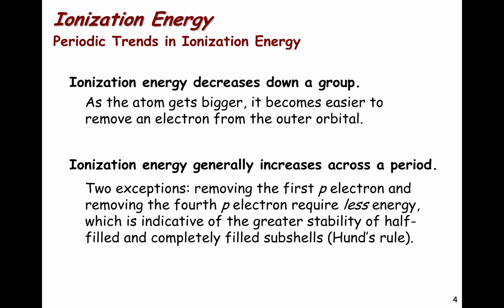The first exception is going from the s to p, from beryllium to boron, and then the second is when you have the spin pairing effect and the half-filled shell if you follow Hund's rules for the orbital diagram.